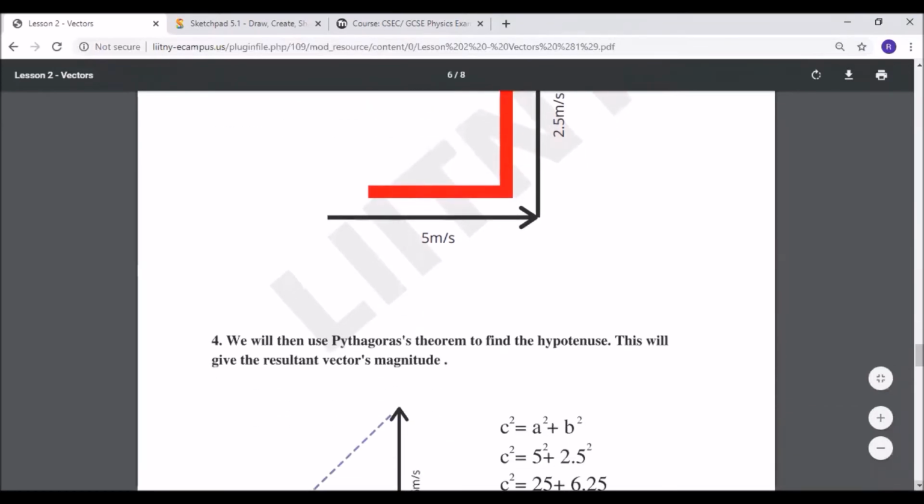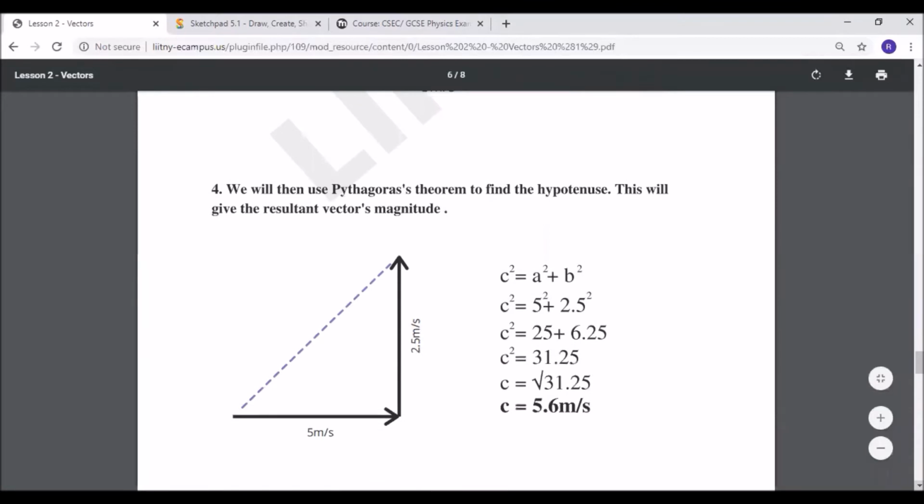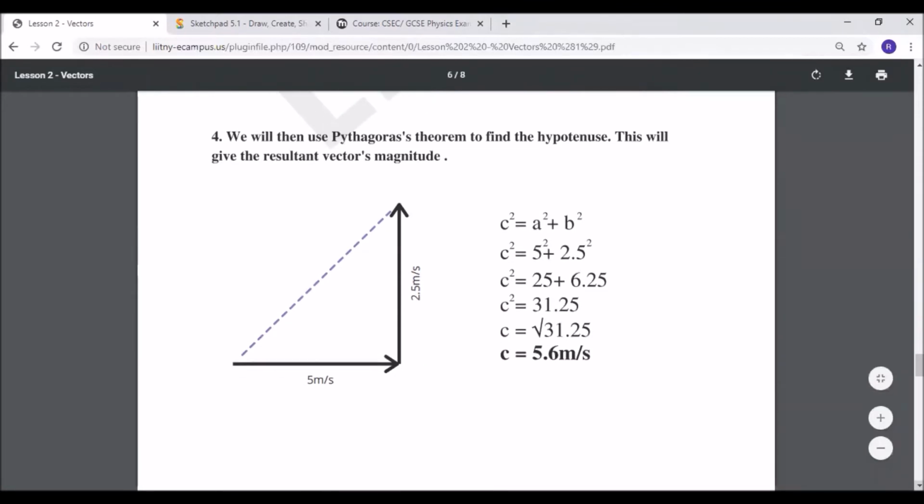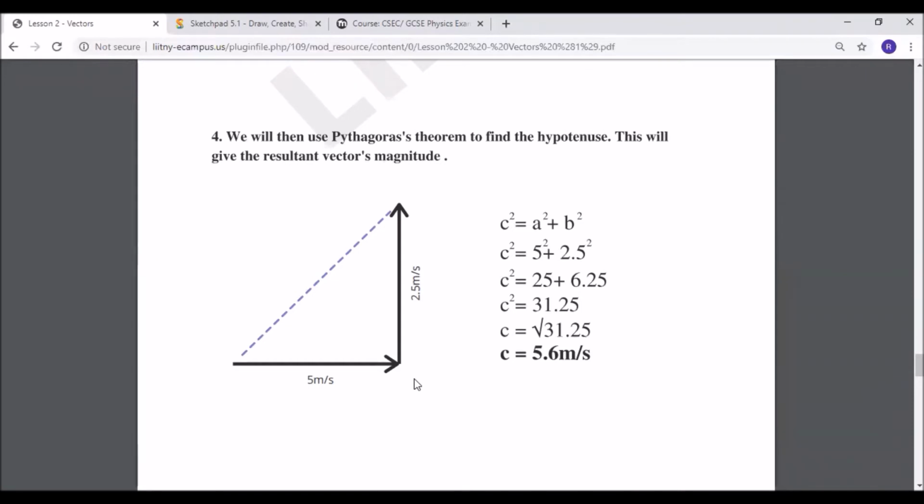Next, we'll use Pythagoras' theorem to find the hypotenuse. This will give the resultant vector's magnitude. So the magnitude of her movement in velocity, using Pythagoras' theorem, c squared is equal to a squared plus b squared, we find that it is 5.6 meters per second. So that's the magnitude of Alicia actually going across the river, the resultant vector. But I'll actually do this calculation one step at a time so you guys can understand.